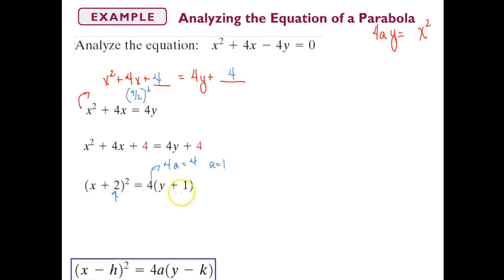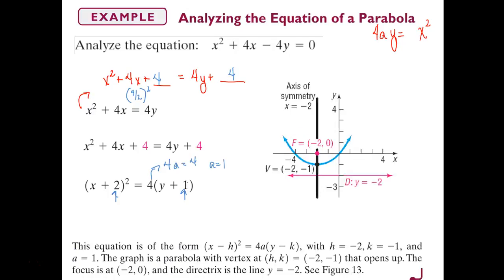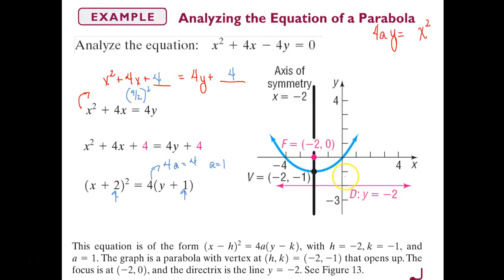Go to your vertex, and you're going to count 1 into the parabola, which is opening up, to get to your focus, and then you're going to drop 1 out of the parabola to get to your directrix. And there's your equation. You would do the same thing if it was opening left or right. It's just you would complete the square in the y term instead of the x term.